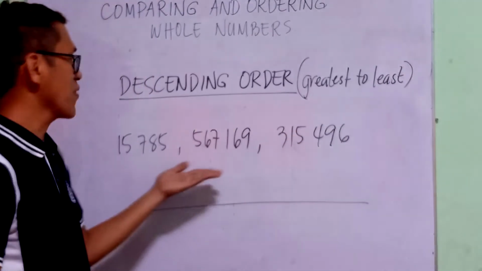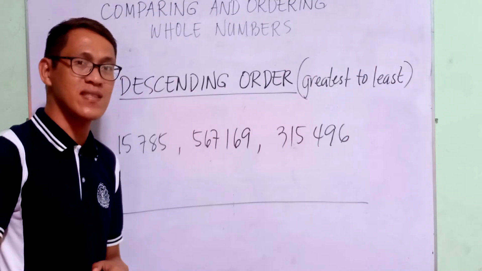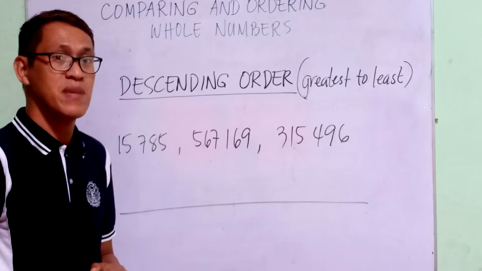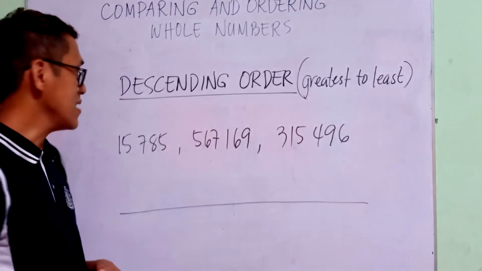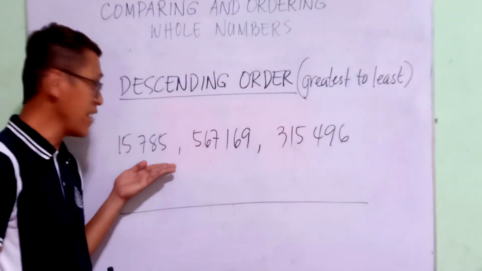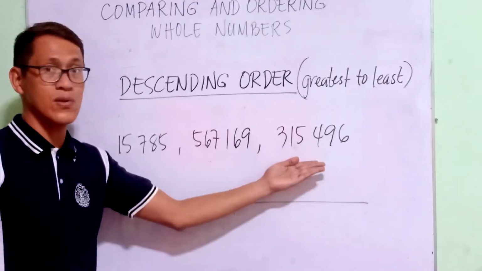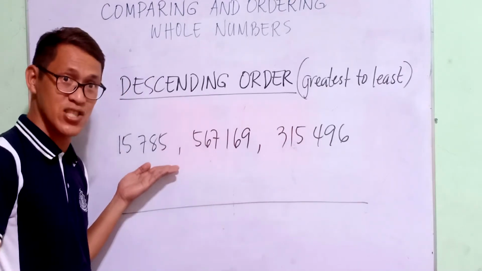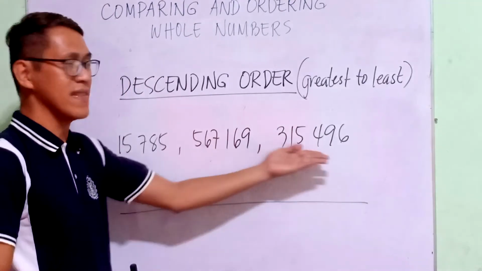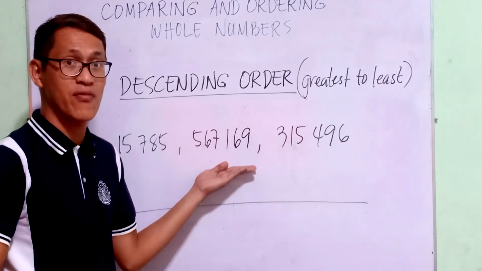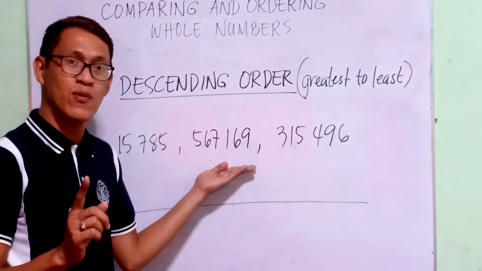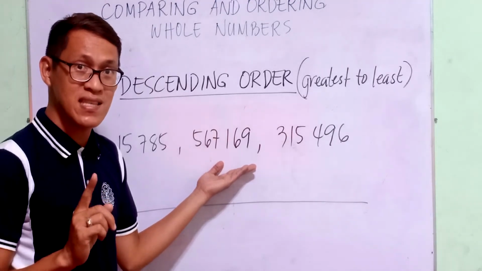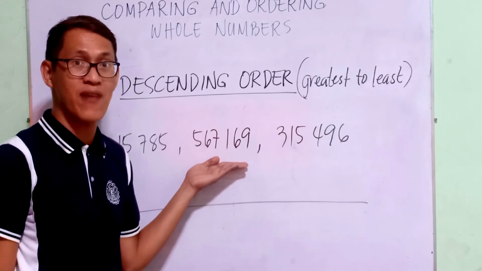So look at these three numbers again. Let's use the idea of counting the number of digits to know which is smaller or which is bigger. If you notice, this number has 5 digits, while these two have 6 digits, meaning this is the least number, right? Again, these two numbers have the same number of digits, which is 6. So what will you do again? Yes, compare the digits in the highest place value. And what's the highest place value in this number?